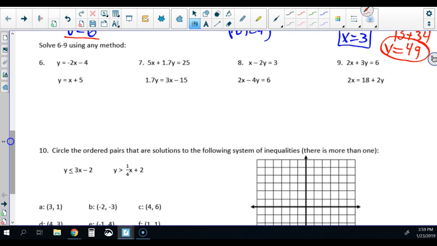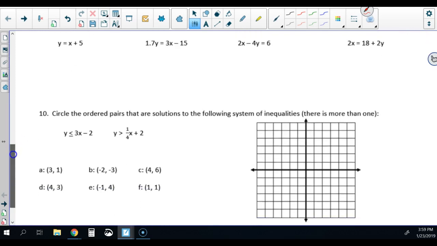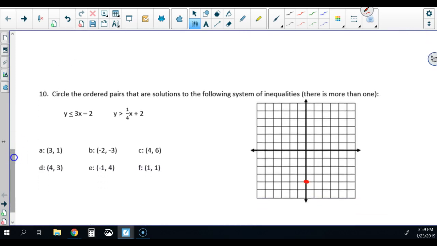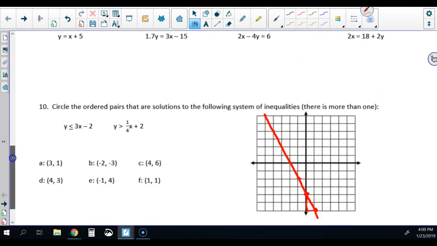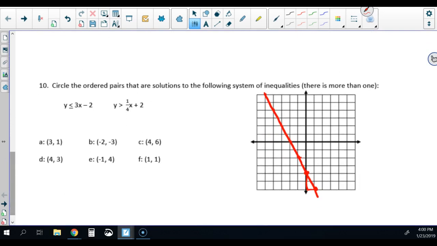Negative 2x minus 4 is there. Slope of negative 2 is down 2 over 1. So it's going to look like this. There's the first one. Y equals x plus 5 is going to look like 5 with a slope of 1x, so like that. There's my solution. Negative 1, 2, 3, comma 2. Negative 3, comma 2.